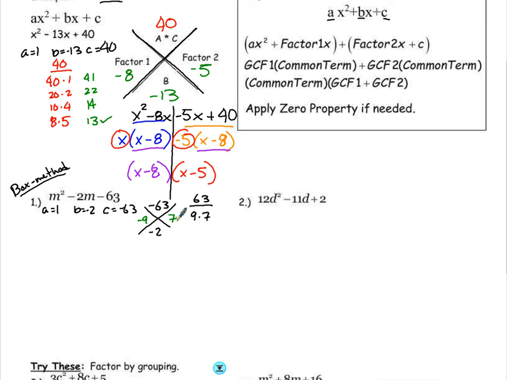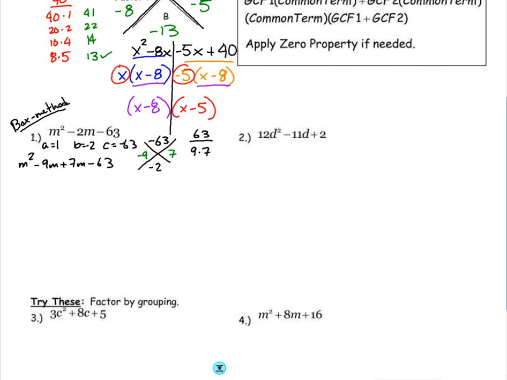Now, in our last problem, we did this. We took m squared, then we rewrote this as negative 9m plus 7m minus 63. I'm going to change the way this looks using a box method, and all that's going to do is take these four terms and put them in a box. So I'm going to draw a square. I'm going to draw two intersecting lines, which makes four squares. And I'm going to put the terms in the following order.